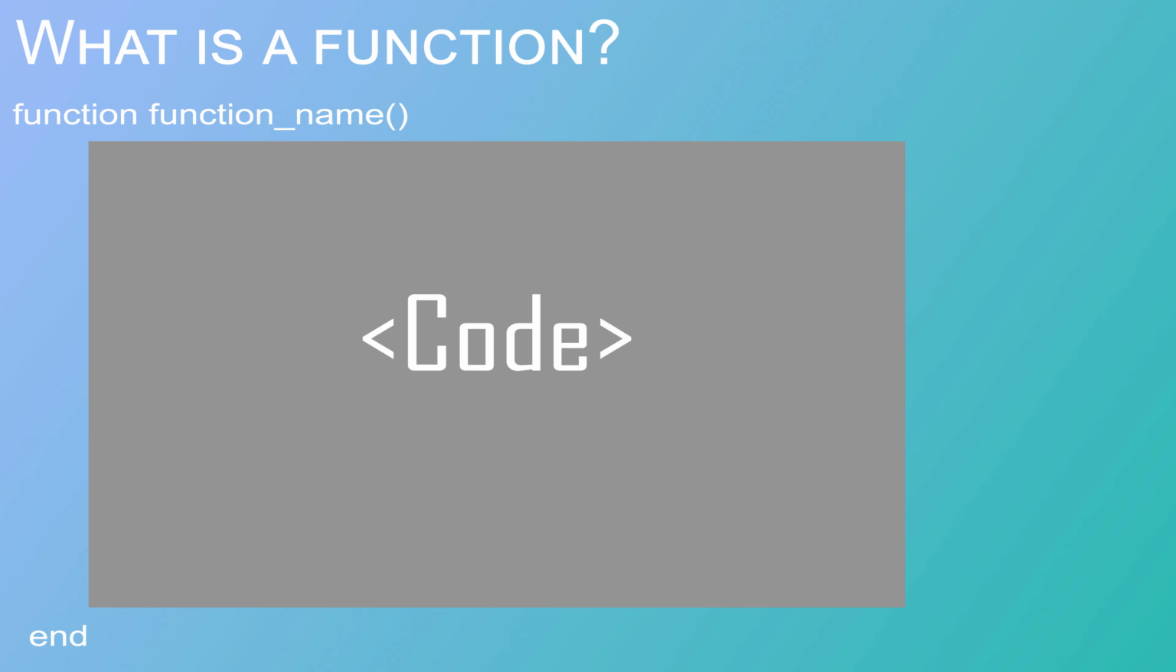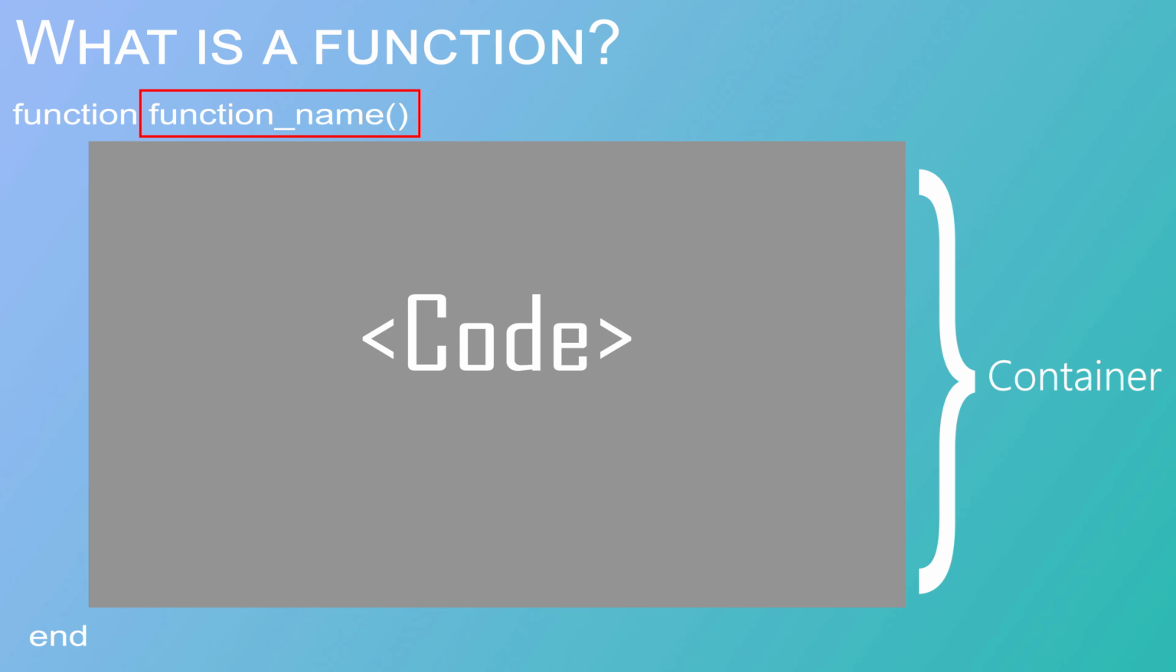Now that is all well and good, but what even is a function? Well, a function is a container that holds code to be used elsewhere in your script. In other words, it allows us to write code that we may not want to run right away. It will also help us to more easily show what the code is doing by the function's unique and descriptive name. Let's look at the syntax for a function.